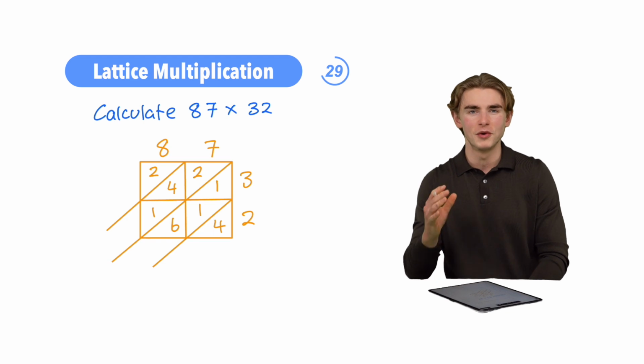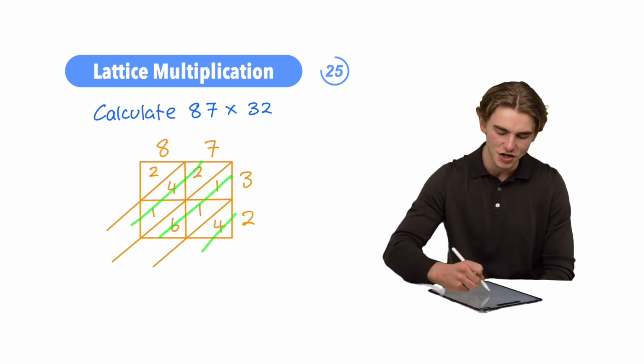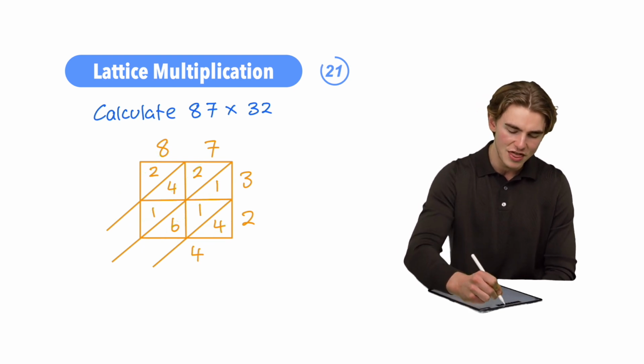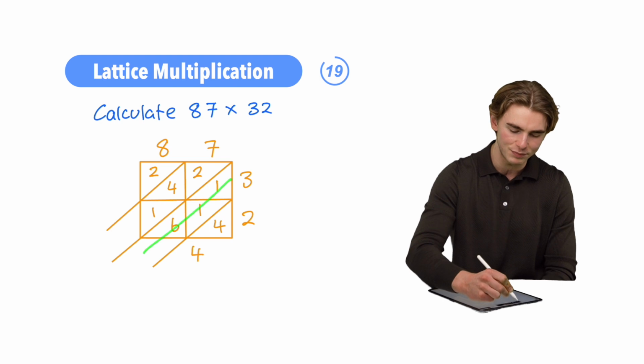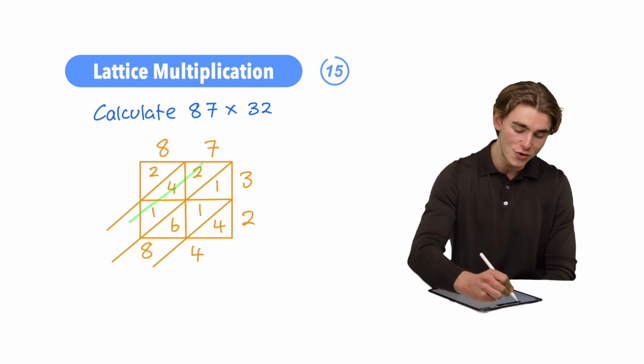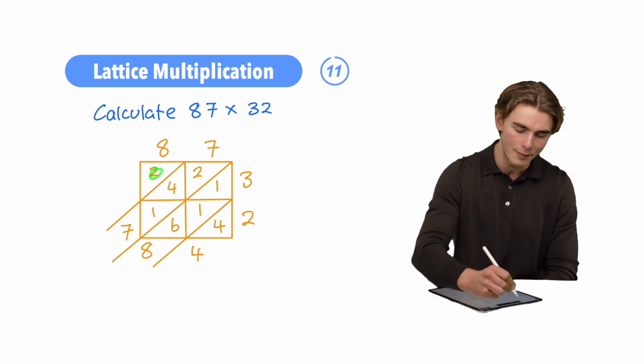Now what we're going to do is we're going to work across our diagonals like this, adding together each of the numbers. So starting from the bottom right-hand side, we only have a 4. Then adding the numbers in this diagonal, 6 plus 1 plus 1 is 8. Adding the numbers now in this diagonal, 2 plus 4 plus 1 is going to be 7. And finally, we just have the 2 up here.